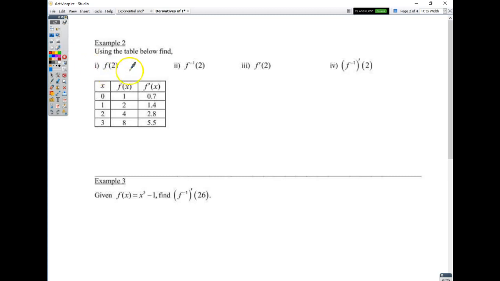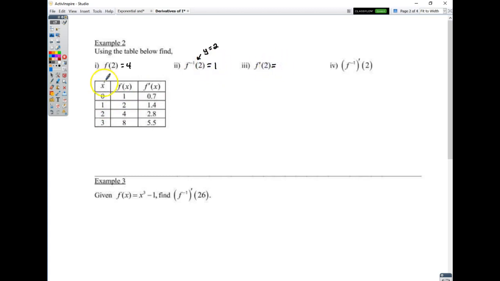So, using the table below, if I want to find the f of 2, what am I going to do? I'm going to go down to where x is 2. I want the f of 2, and I wind up getting 4. It's easy. A little bit harder question is the f inverse of 2. So what this means is that my y is equal to 2. So I want to find out when y equals 2. When y is 2, I want to know what the x is. So in this case, the y is 2, the x is going to be 1.